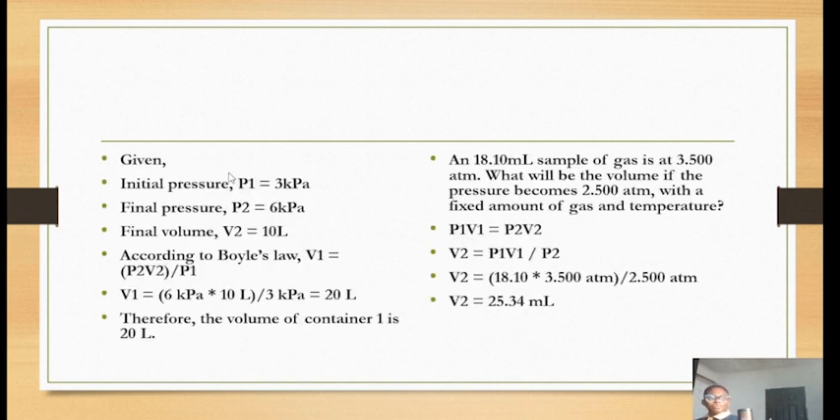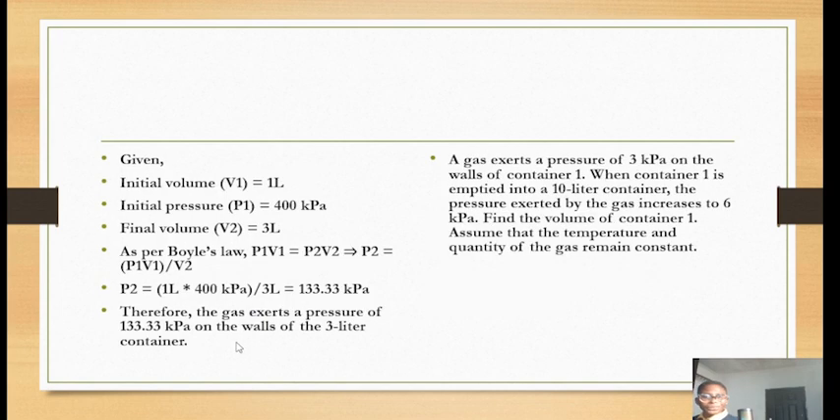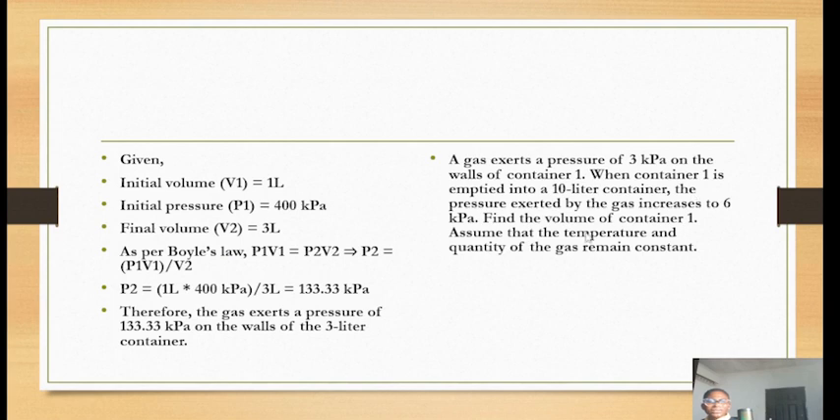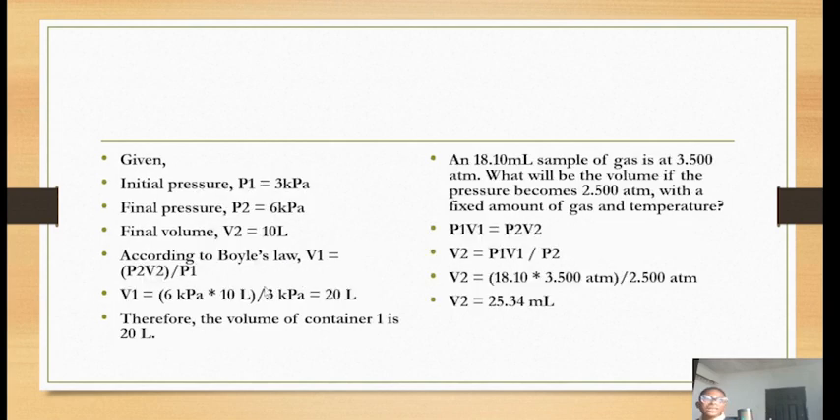So given that the initial pressure is 3 kilopascal, the final pressure is 6 kilopascal, and the final volume is 10 liters, we are looking for V1. Okay, it's V1 we are looking for, not V2. So therefore the volume of the container is 20 liters. If you do the multiplication, 6 kilopascal multiplied by 10 divided by 3 kilopascal, you get 20 liters. This is a very simple thing, and I'm sure it will not take you long to understand. Therefore the volume of the container is 20 liters.